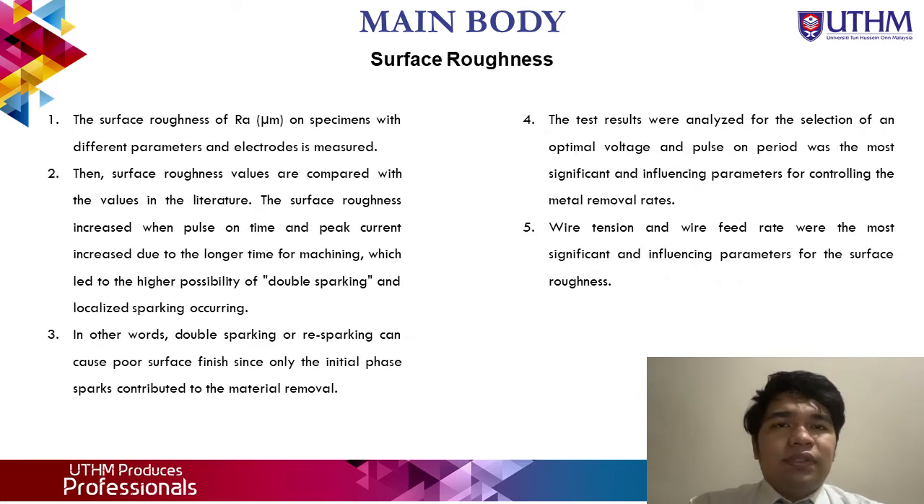Next is the surface roughness. Surface roughness is measured on specimens with different parameters on the electrode. The surface roughness increases when pulse on time and peak current increase due to the longer time for machining, which leads to a higher possibility of double sparking and localized sparking occurring. Wire tension and wire feed rate were the most significant and influencing parameters for the surface roughness.